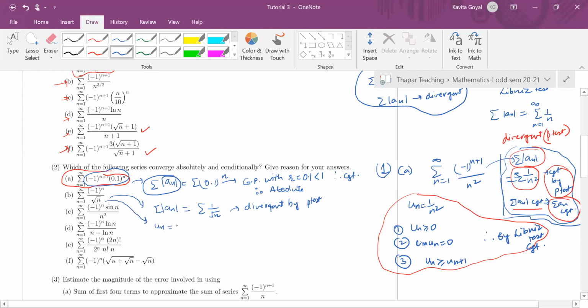So here un is 1 by root n, which is positive, decreasing, and the limit goes to 0. Therefore, convergent by Leibniz test. So the series itself is convergent, but its modulus is not convergent. So this is conditionally convergent.